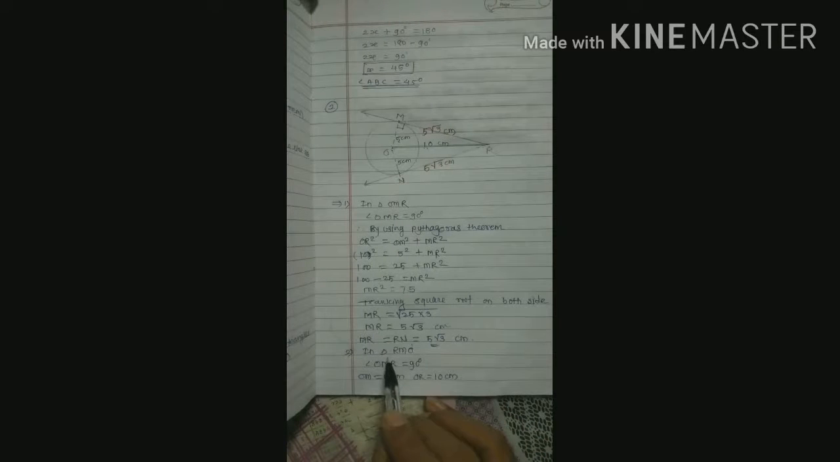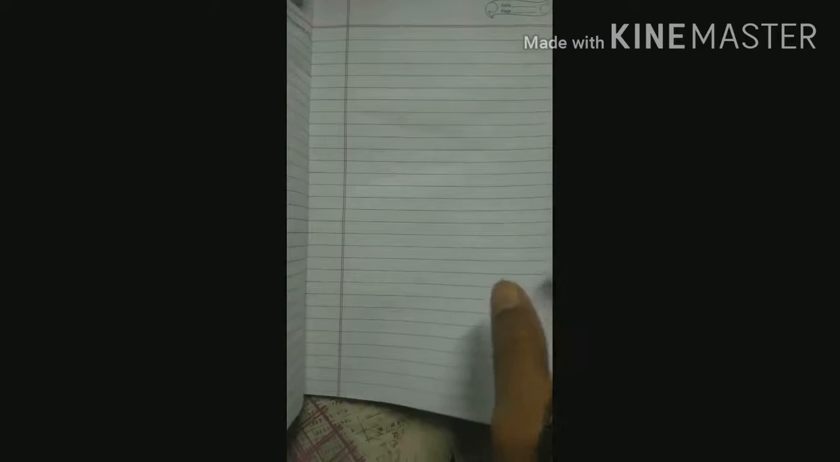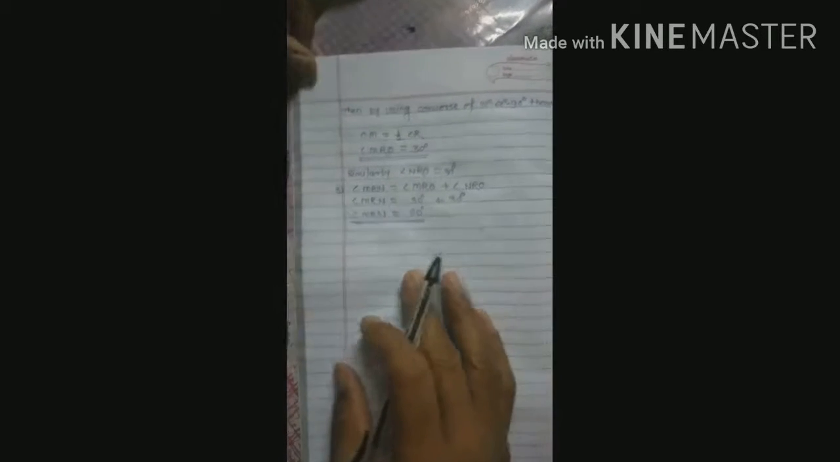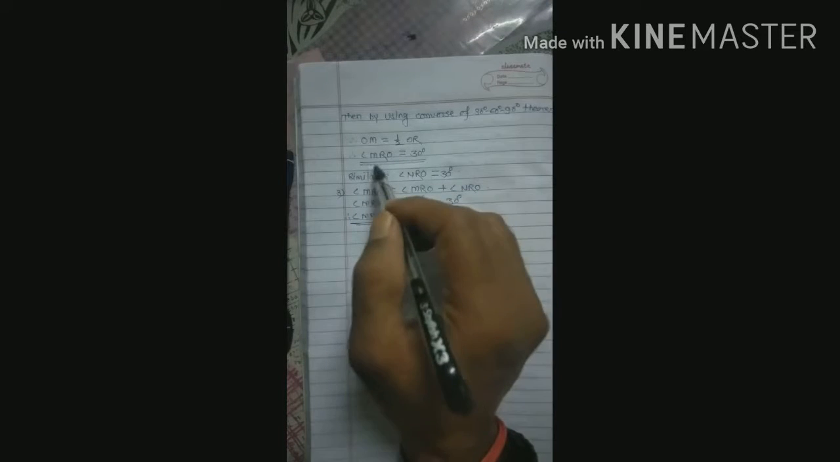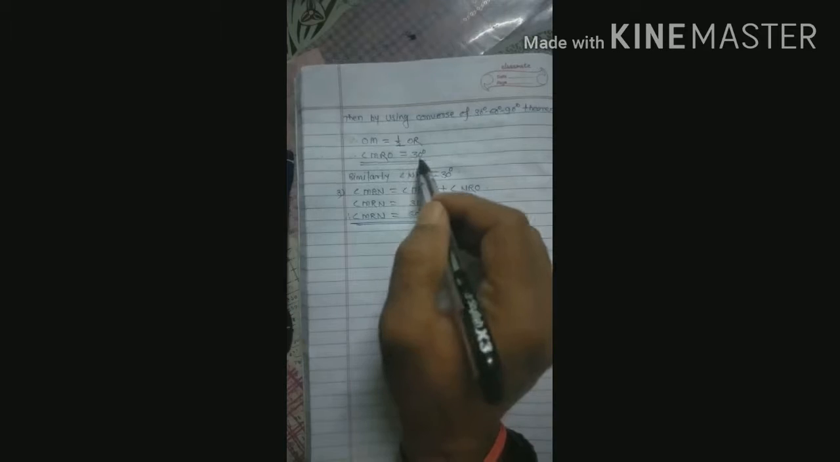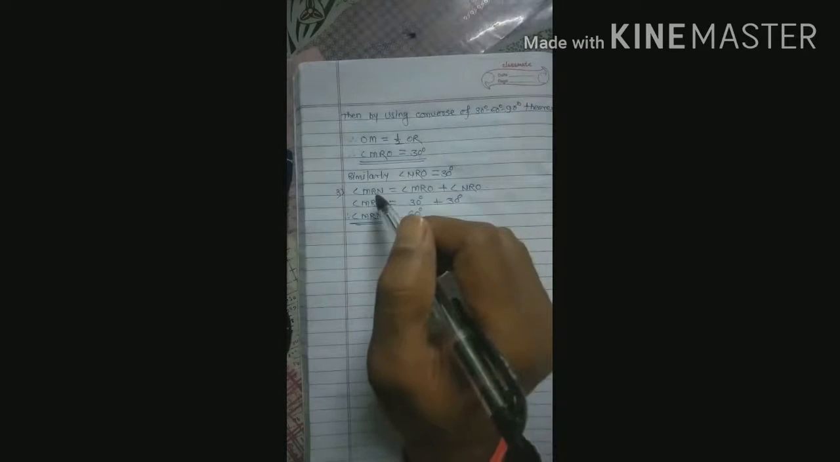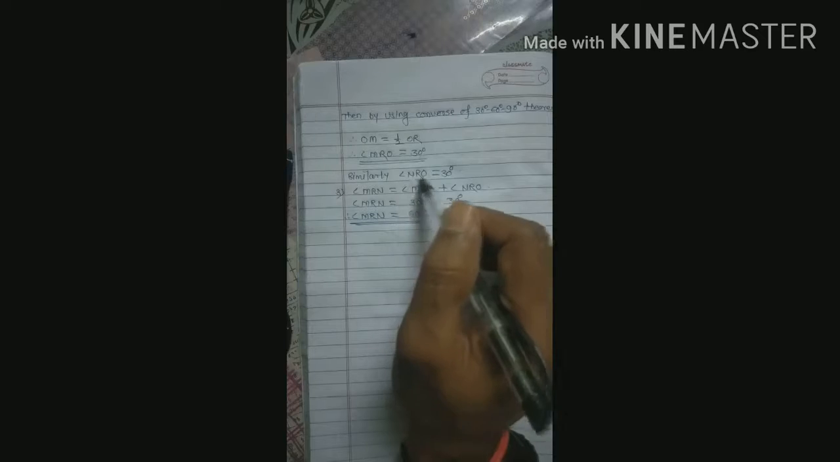Then going to the second question, what is the measure of the angle MRO? So angle OMR is 90 degree, and the given values are OM is 5 and OR is equal to 10 centimeter. Then by using the converse of 30-degree, 60-degree, 90-degree triangle theorem, OM is equal to 1/2 OR, and then MRO is equal to 30 degree, and similarly NRO, the second angle, is also 30 degree.